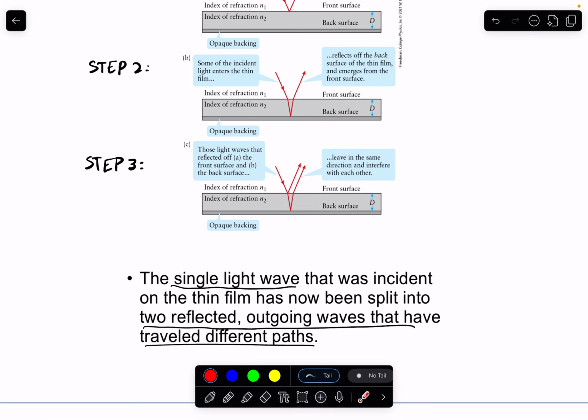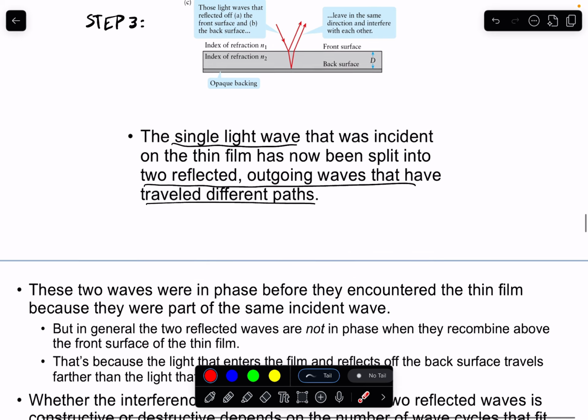So a single light wave that was incident on the thin film has now been split into two outgoing waves, okay? And those waves have traveled different paths, right? They've traveled different distances. This one only traveled this distance, and this one traveled a little bit longer, a little bit deeper, went farther in before it came back out. So we're going to compare the distances that each of these light waves have traveled.